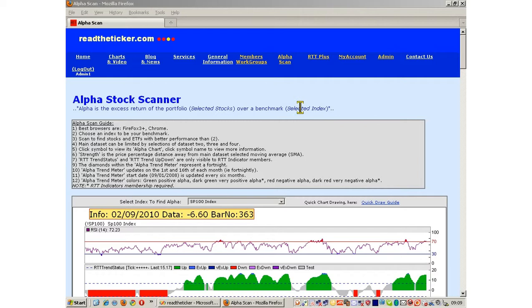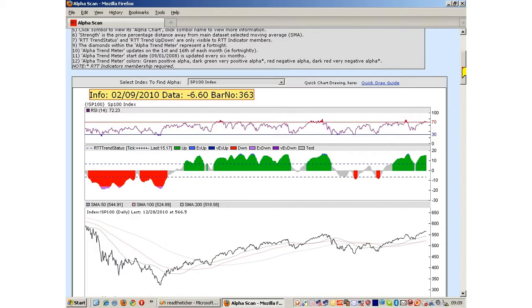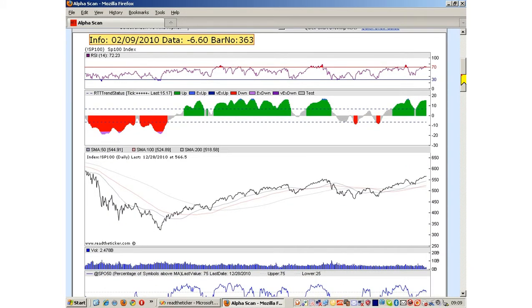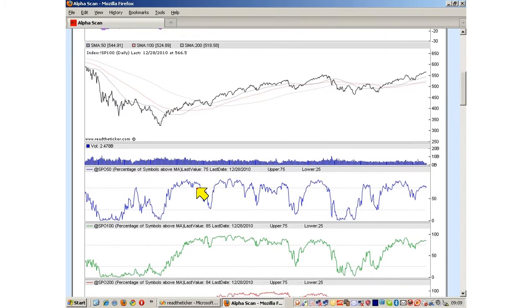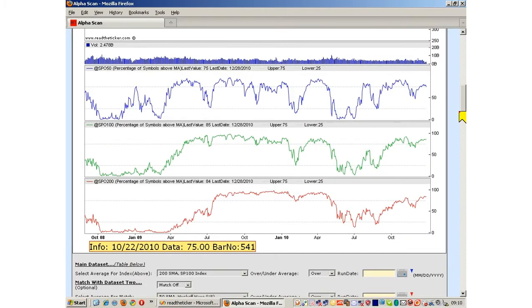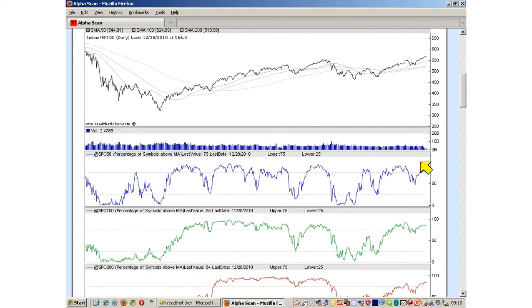Here we are at the alpha stock scanner. As a benchmark index, I've selected the S&P 100 index. It has a few indicators: our trend status tool, and also the percentage of stocks within this index above the 50-day moving average, the 100-day moving average, and the 200-day moving average. It gives me an idea of the underlying performance of the stocks within the index.